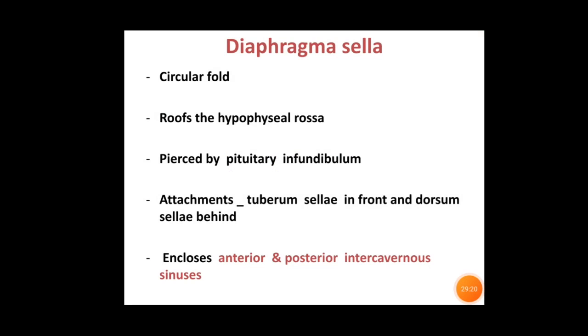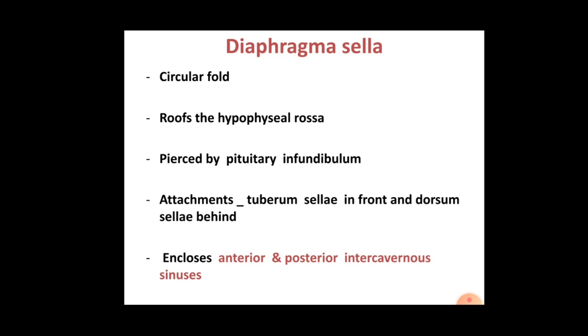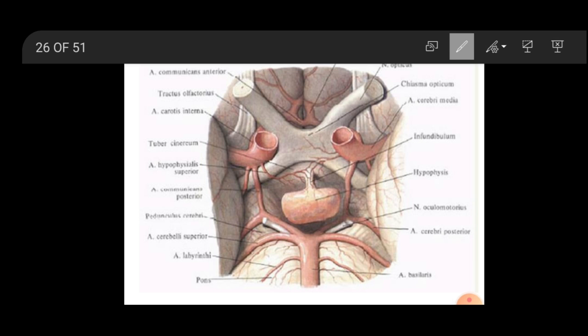Yes. So what are the dural venous sinuses related to this? You have the anterior and the posterior intercavernous sinuses. These two are unpaired dural venous sinuses related to the diaphragma sellae. This picture will give you the location of the pituitary gland in the hypophyseal fossa. This is the stalk of the pituitary. The circular dural fold here is the diaphragma sellae, and the stalk pierces and comes out through it.